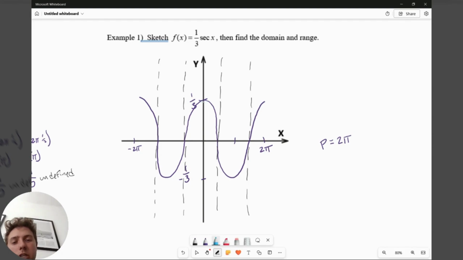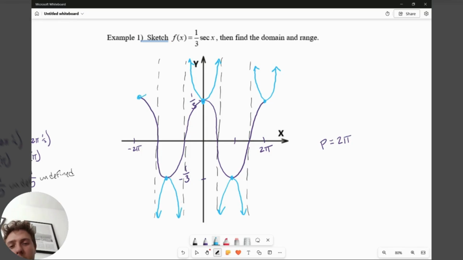And now just start to flip each of these sections. We flip them. We flip them. This part's just flipping that side. It would continue over there as well, notice. And now you have your rough sketch of these U shapes and what it would look like for secant.